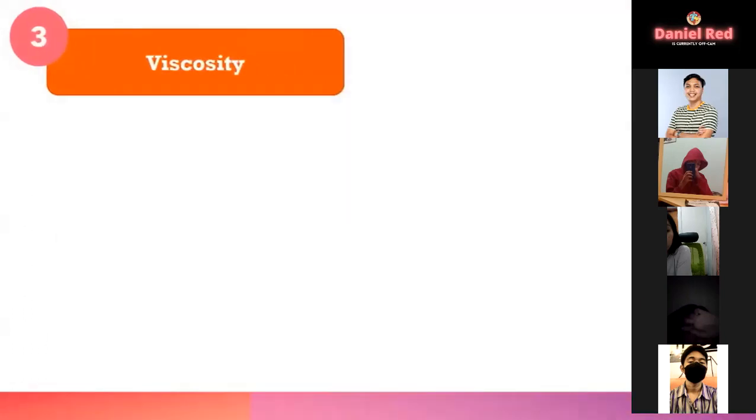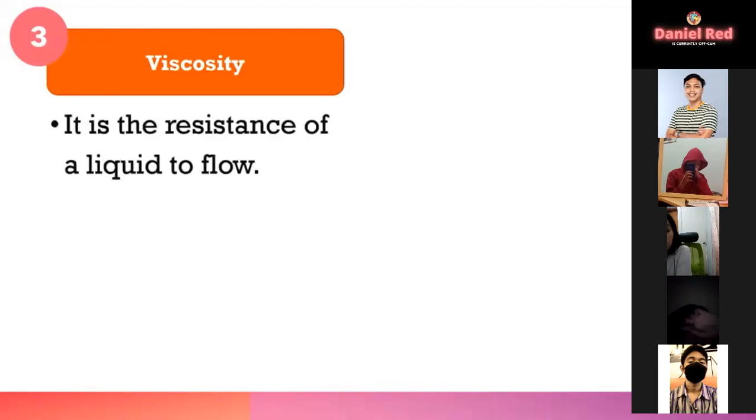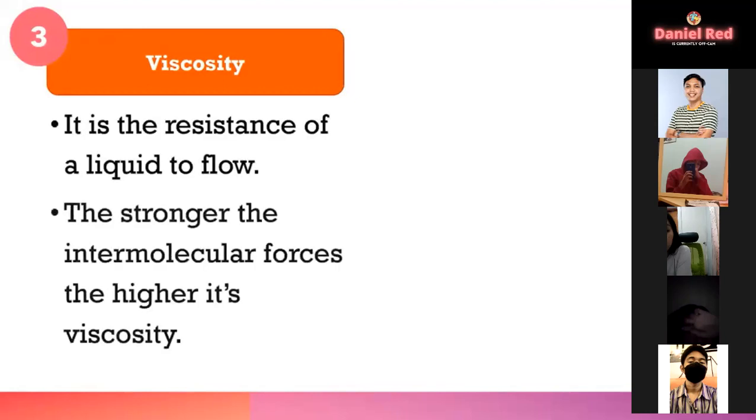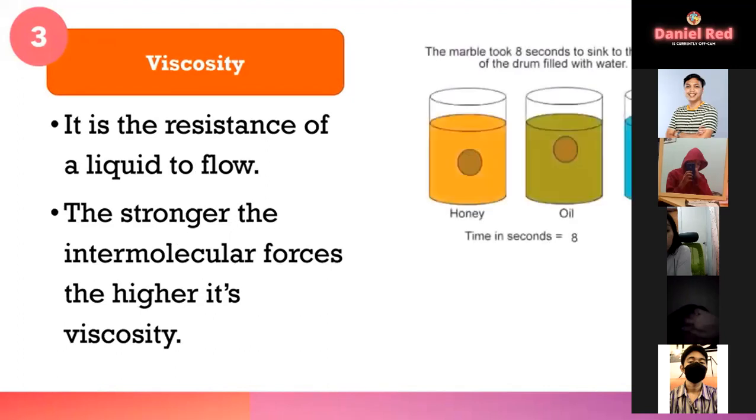The third property, which is under the influence of intermolecular forces, is viscosity. Viscosity is the resistance of a liquid to flow. The stronger the intermolecular forces, the higher its viscosity. So let's give some examples. You have here three substances: honey, oil, and water.